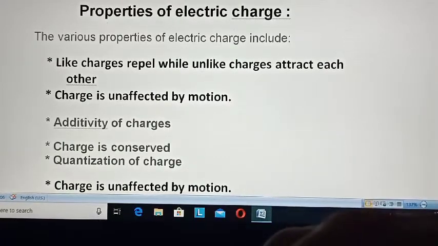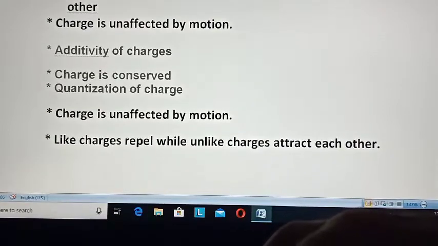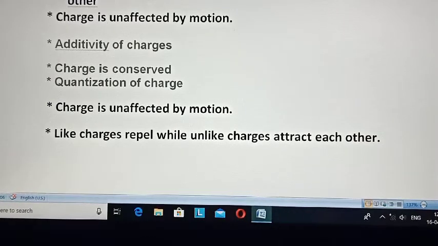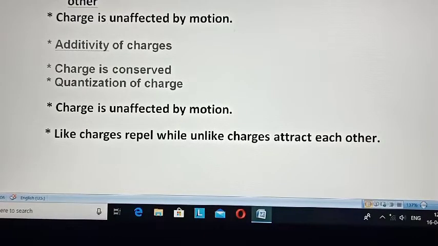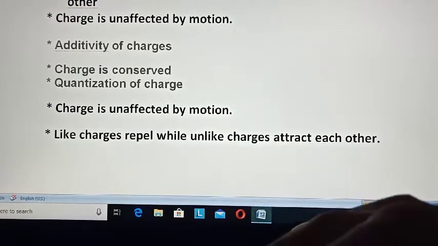Next is charge is unaffected by motion. So to understand this, if you consider an electron to be at rest which has charge 1.6 into 10 to the power minus 19 coulomb, if you want that electron to be in motion also, then charge will not change. That means its charge remains 1.6 into 10 to the power minus 19 coulomb. This is applicable to all other charged bodies.